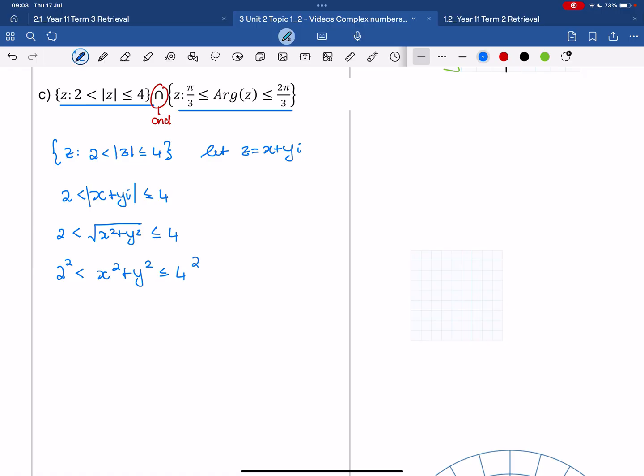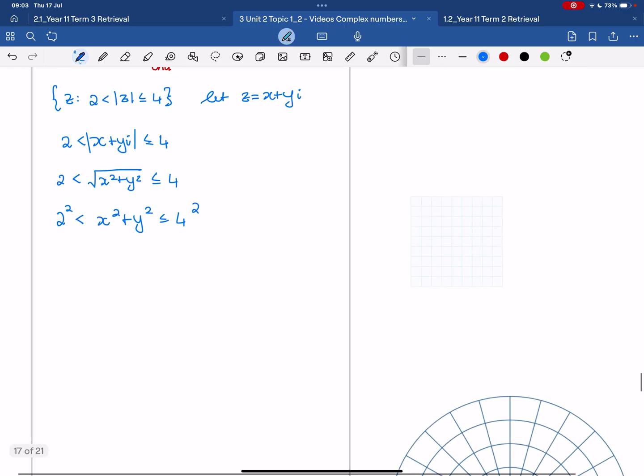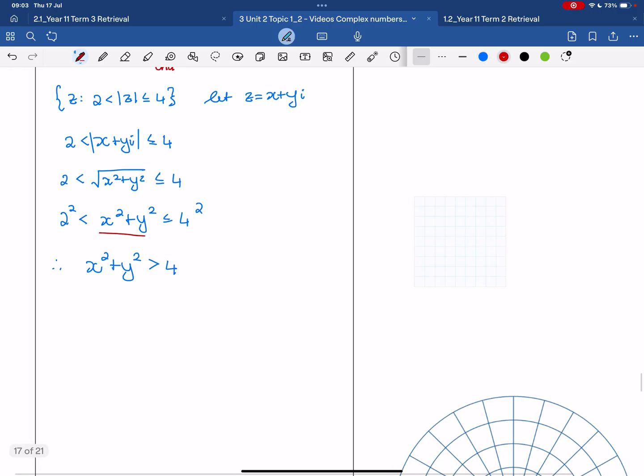Now, I can treat each of these inequalities as 2 separate equations. So I can say, therefore, what I have is one of them that says x squared plus y squared must be greater than 4. So if I read it from here going left, I could also read from here going right, and that one says x squared plus y squared must be less than or equal to 16. Now, this is just 2 circles.